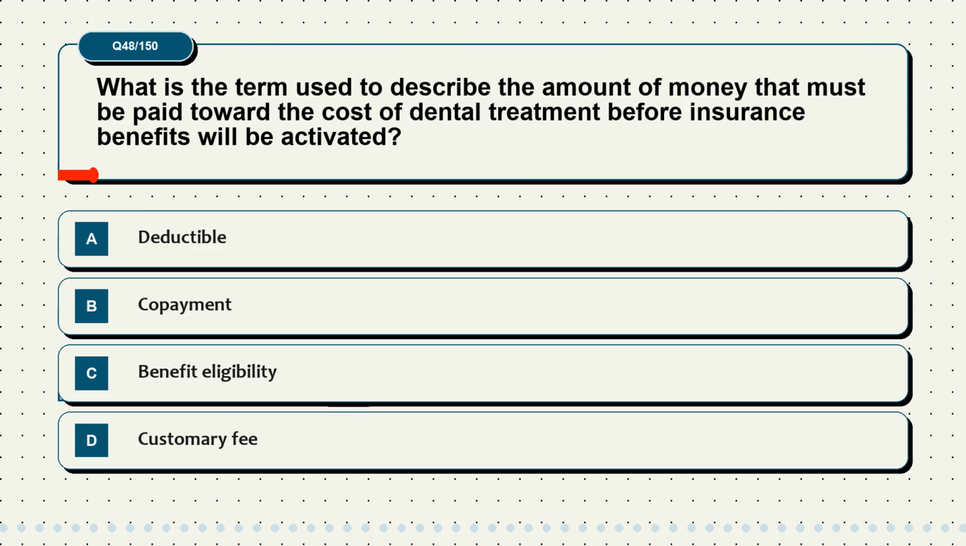Question 48. What is the term used to describe the amount of money that must be paid toward the cost of dental treatment before insurance benefits will be activated? Here are the options. Option A, deductible. Option B, copayment. Option C, benefit eligibility. Option D, customary fee.